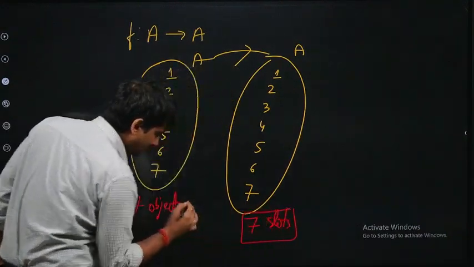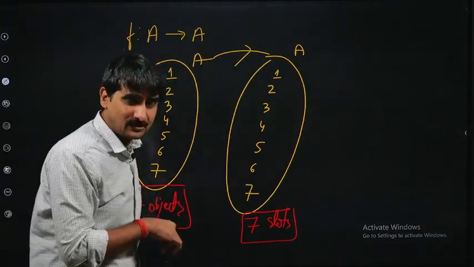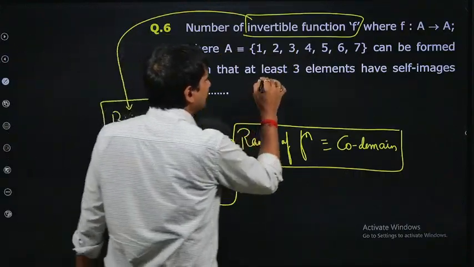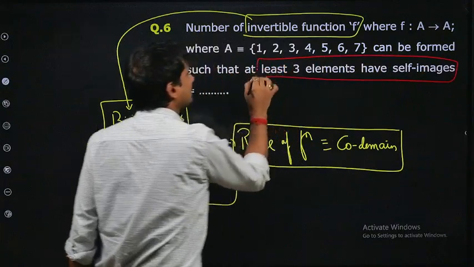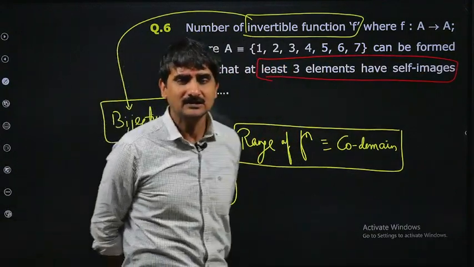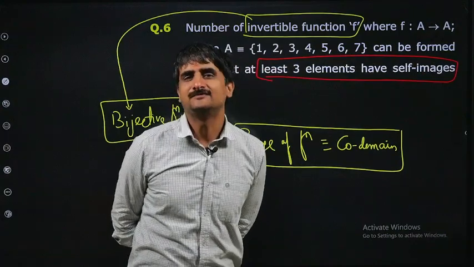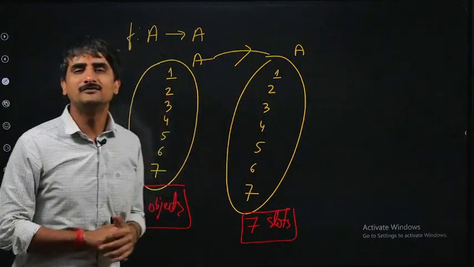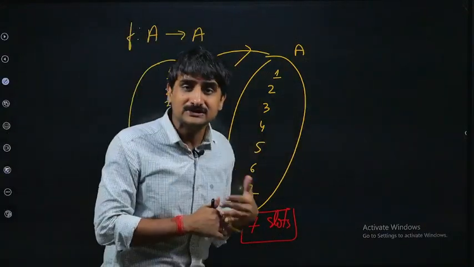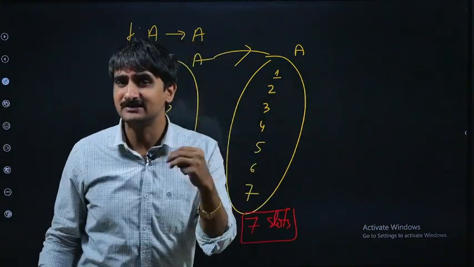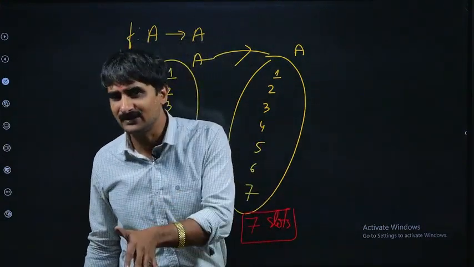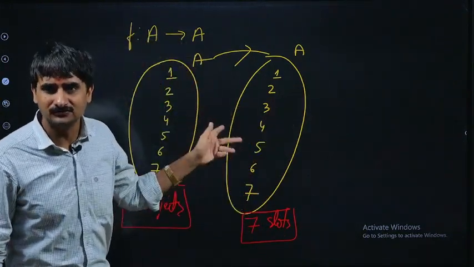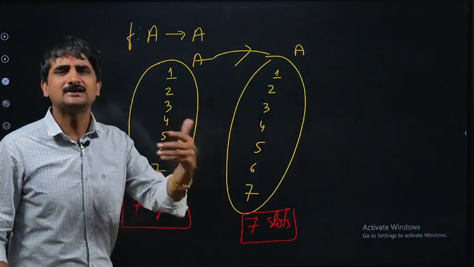Now in how many ways can you put these 7 objects into 7 slots such that, here comes the condition, at least 3 elements have self images. What do self images mean? Like 1 is mapped with 1, 2 is mapped with 2, 3 is mapped with 3. So there should be at least 3. At least 3 means there can be 3, 4, 5, 6 or 7. Even if all 7 are mapped with their corresponding numbers, 1 to 1, 2 to 2, 3 to 3, 4 to 4, 7 to 7, it satisfies the condition.